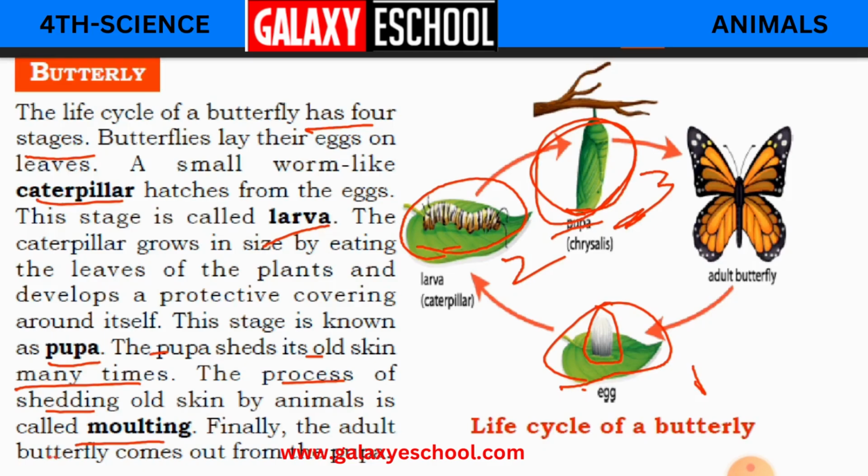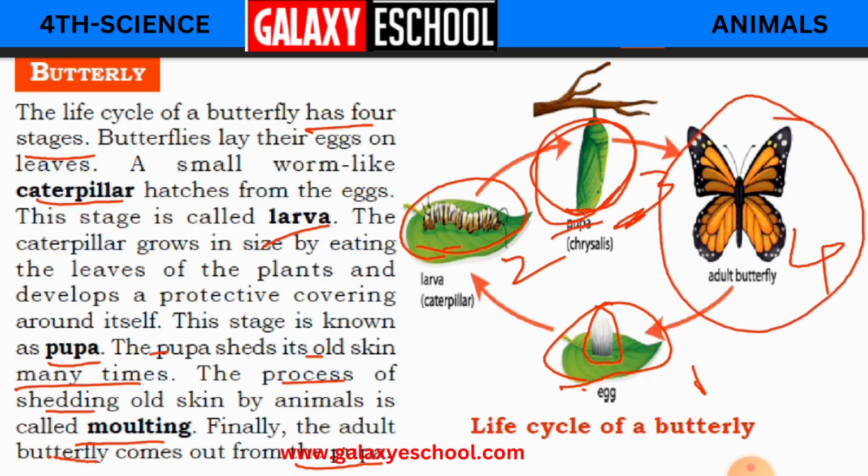Okay children, and finally the adult butterfly comes out from the pupa. So this is the fourth stage, where after going through the process of molting, the young butterfly has developed as the adult butterfly, which we can see on the plants. So this is the final stage, which has come from the pupa. Clear children? So this is how the butterfly develops from a small egg to the adult butterfly in these 4 stages.